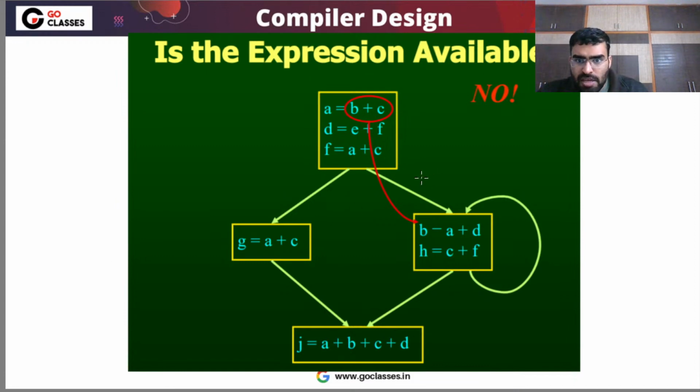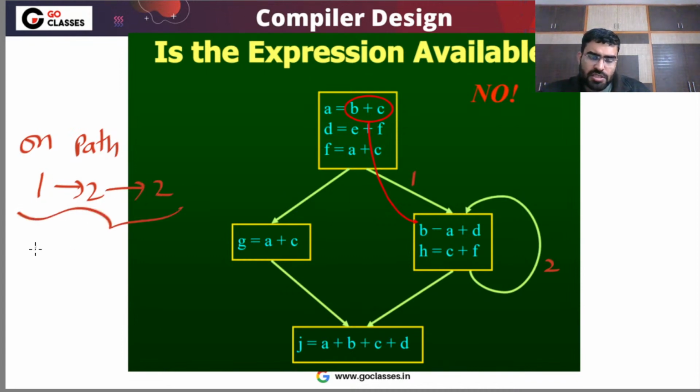For example, let's assume this is path number 1 and this is path number 2. If you first take path 1, then you take 2, and then again you take 2, you can notice b changes.